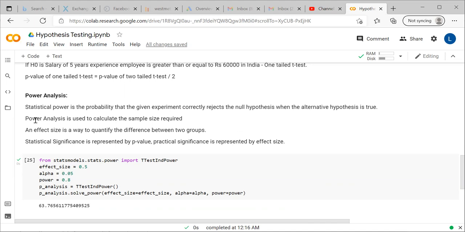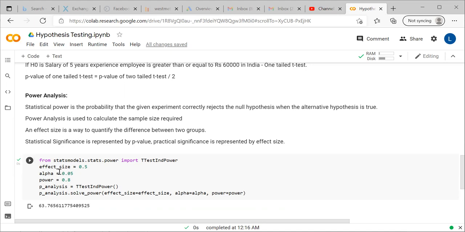Here, why we conduct the power analysis is, the sample that we have taken is 30 numbers. Whether the 30 numbers is enough to take a decision on the whole population, that verification will happen in power analysis.